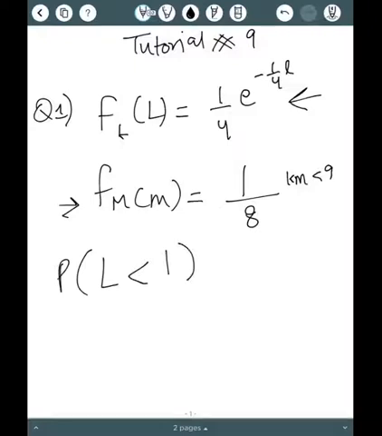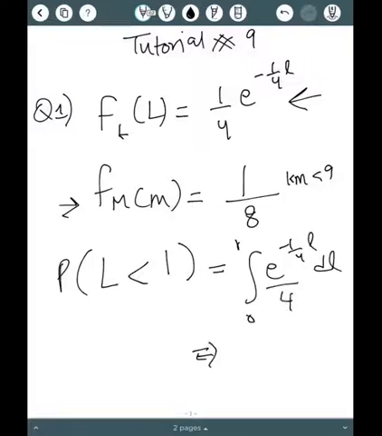Small l is the number of years that the electrical unit lasts. ये continuous variable है, क्योंकि exponential variable तो आप उसको integrate करोगे 0 से 1 में, e minus 1 over 4 l dl. Sorry, I forgot about the 4 here, 4 यहाँ भी है. तो इसको integrate करने पर 1 over 4 e minus 1 over 4 l आएगा, जो इसके exponent से divide होगा, तो minus 4 बन जाएगा.